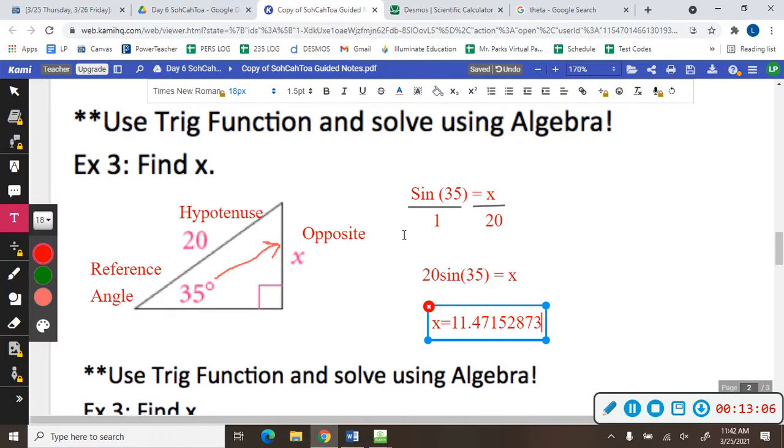And then depending on how they say to round, if they say the nearest number, you say 11. The nearest tenth, you'd say 11.5. The nearest hundredth, you'd say 11.47. The nearest thousandth, you'd say 11.472. So depending on how you're supposed to round, some people want you to leave it as 20 times sine of 35.